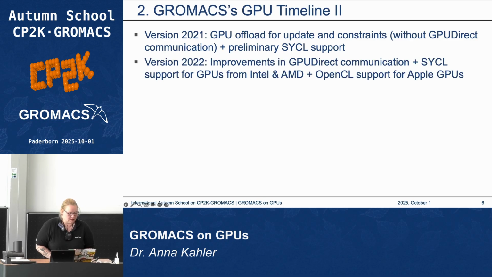Further implementations and improvements then on the GPU direct communications and more support for Intel and AMD and also Apple GPUs. So the new Apple computers sometimes have a GPU on board of the CPU, and you can use OpenCL to build a GROMACS version to use on your Apple computer. Also, I recently heard that someone has compiled GROMACS for an Android phone. So it does run on Android as well.